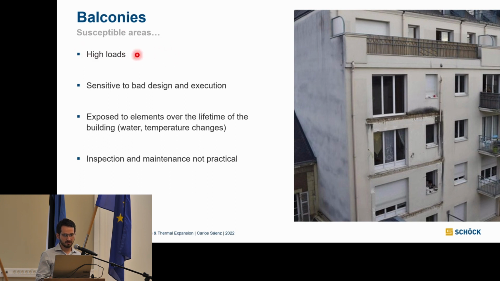structures, because for obvious reasons we sometimes have high loads, especially on cantilever balconies. Those are really susceptible areas because, for example, in the design, those are actually isostatic structures, so you cannot count on the redistribution of forces or loads if one of the supports or the connection elements fails. So, for example, in this case, this is a collapse example of a balcony.